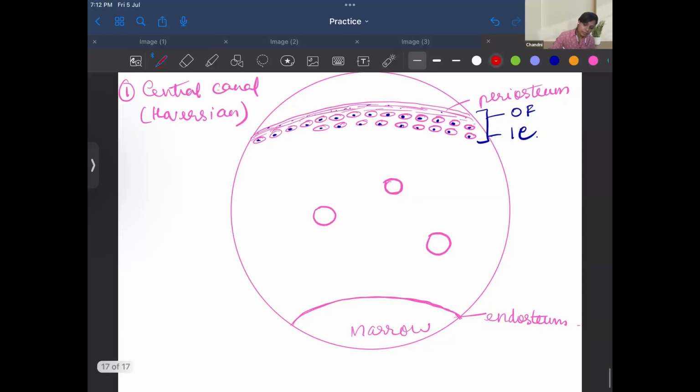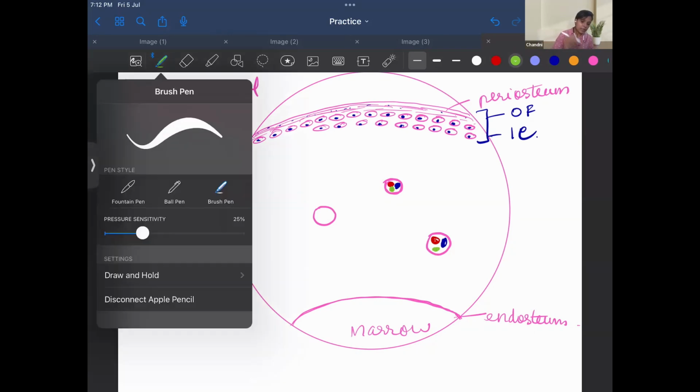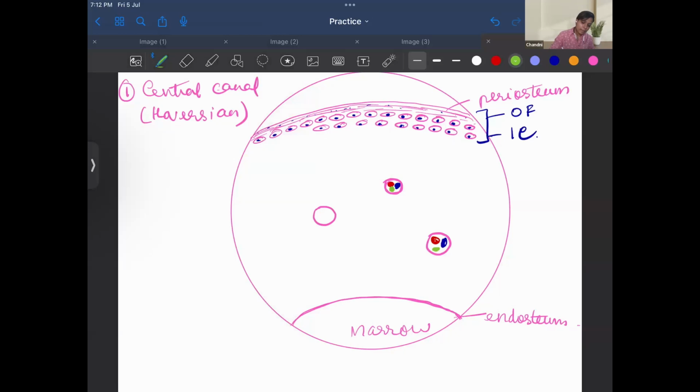Which means you will draw one artery, one vein, and one nerve, and lymphatics also. So everywhere, you draw one artery, one vein, one nerve, right? Haversian canal. Now, around these Haversian canals, you have a concentric arrangement of which cell? Anybody can tell me which cell will be concentrically arranged around the central canal? What is a mature bone cell called?